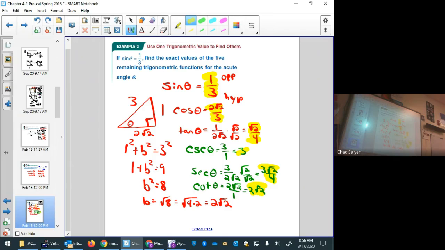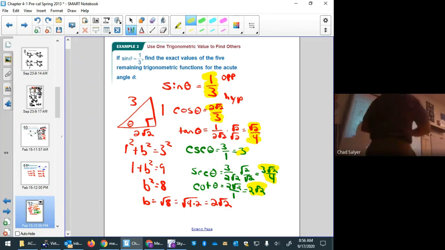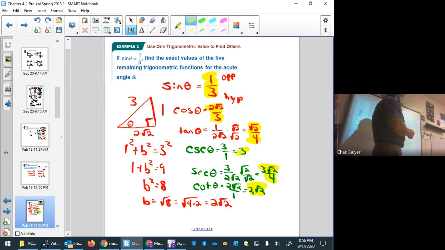Okay, so using one trig value to find others. Questions about this technique? Or thoughts or comments? Everybody, you guys got this? I just taught you trig in 50 minutes, sir. On the sheet. Yes. The trig, why did you give us one?